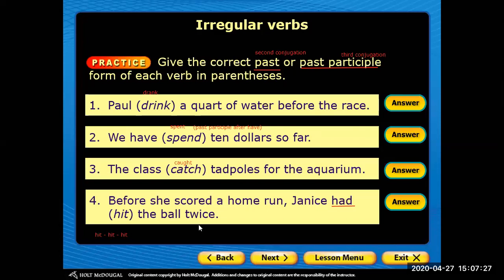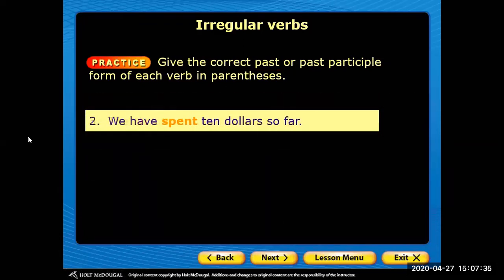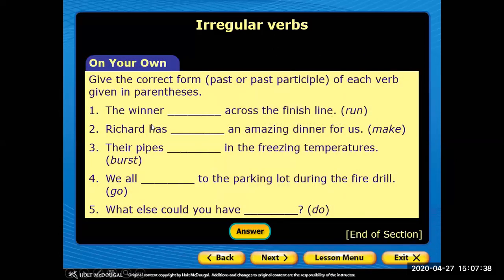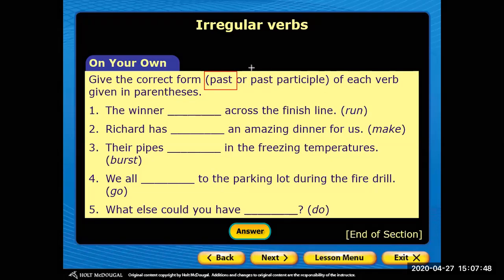I'm going to move to Tamim. Yes, can you read and answer number 1? The same question, by the way. We are talking about the past or the past participle. We are not talking about the first conjugation or the present simple. All right? So the winner crossed the finish line. Yeah, very good.